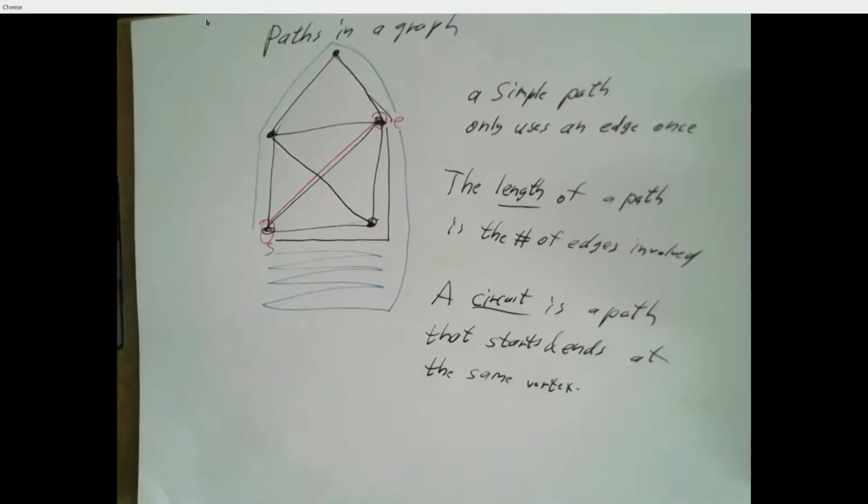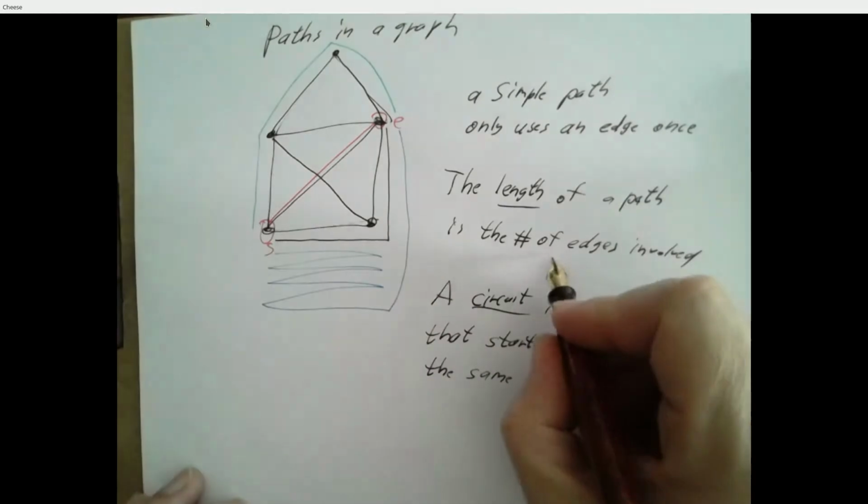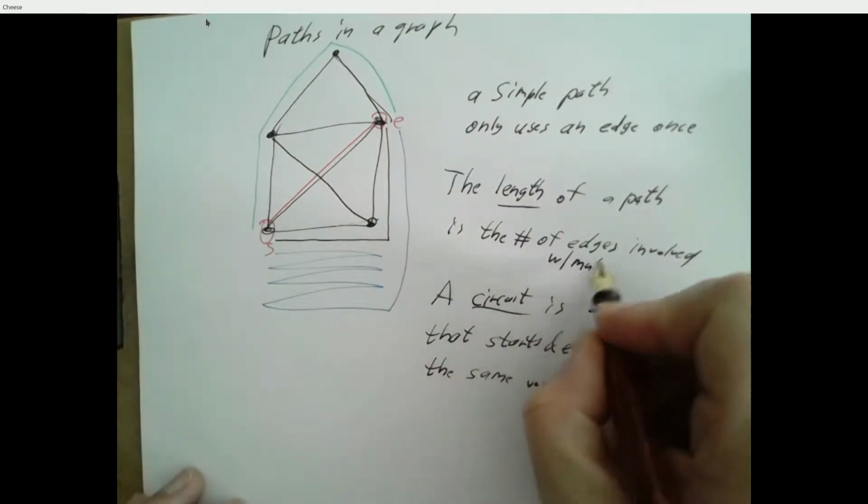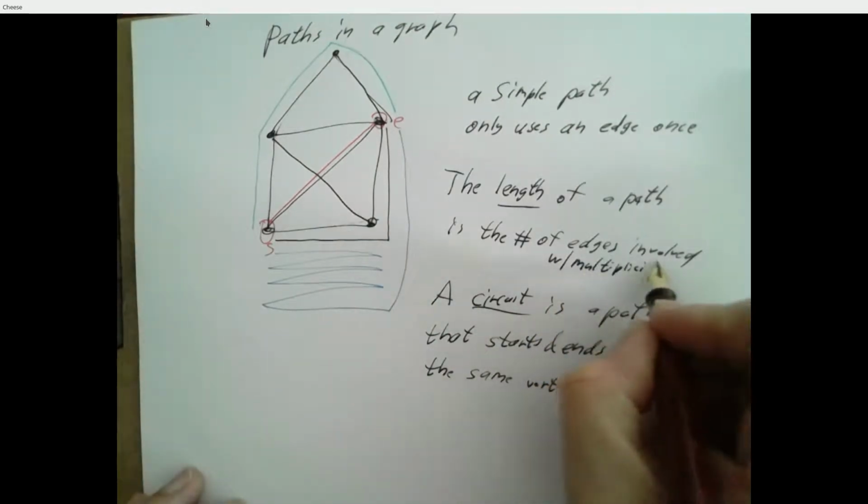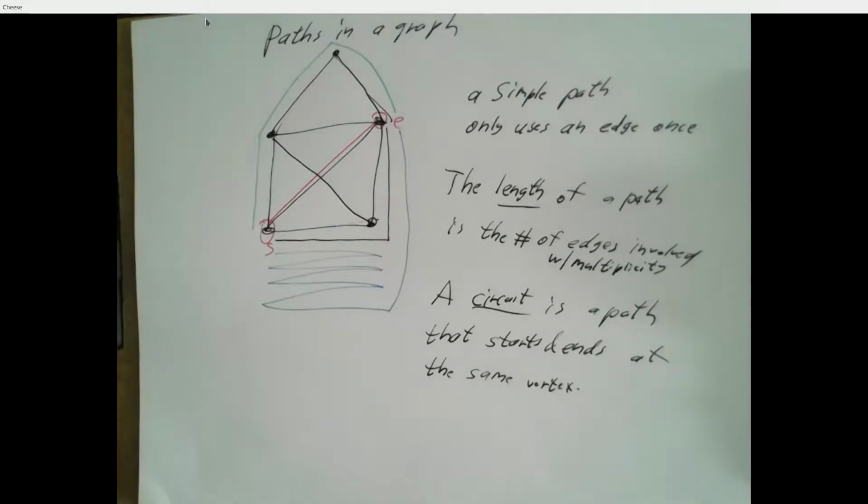Question about length. You said it's the number of edges involved, but if you have a non-simple path, does it count that? I think if it's non-simple, we'll count it multiple times, maybe with multiplicity. We usually aren't too interested in non-simple paths, so.